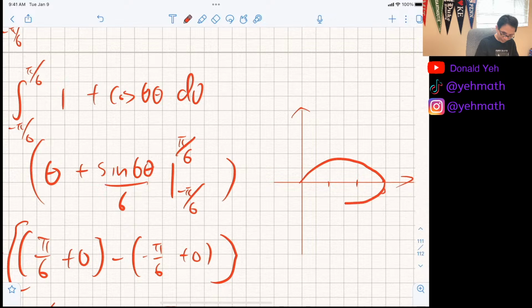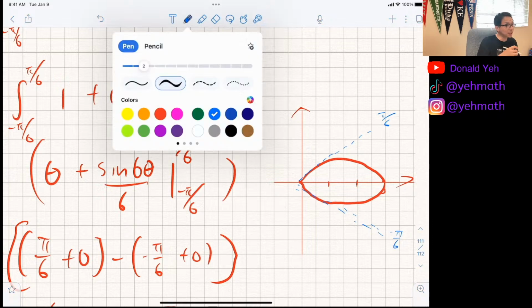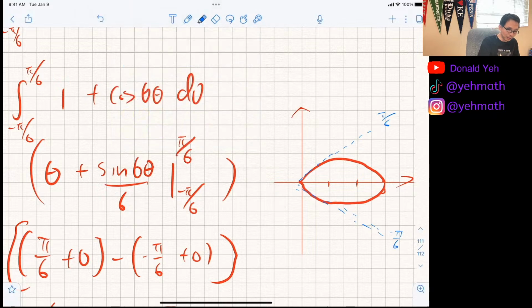This is the paddle here. Remember, this is the pi over 6 part. This is a pi over 6, and this is a negative pi over 6, right? So the way they accumulate area is due to small angles changing. Pay attention to this part well. It's very, very important you understand this.